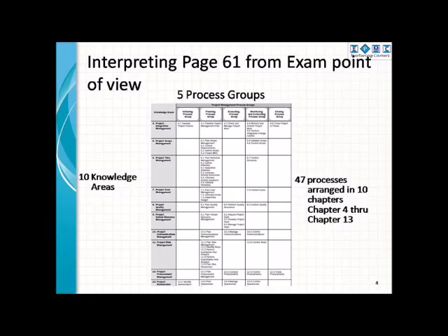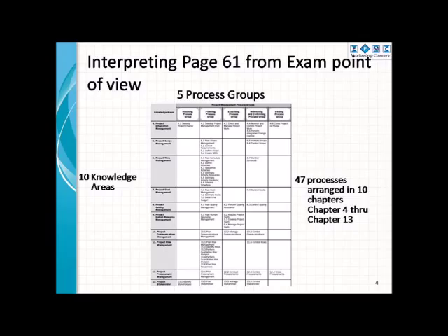For example, develop project charter process is an initiating process and is in the project integration management knowledge area, that is chapter number 4. Therefore, the process is numbered 4.1 and is in the first cell, which is an intersection of initiating process group and project integration management knowledge area. My recommendation is that you keep referring to this page to understand your progress in your study and also to quickly recap your understanding of knowledge area or a process group.